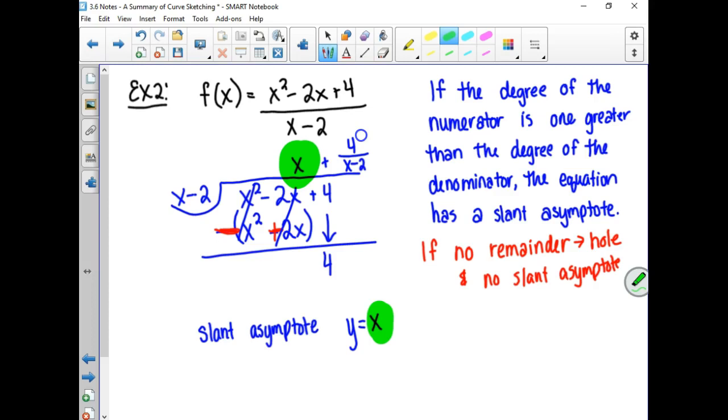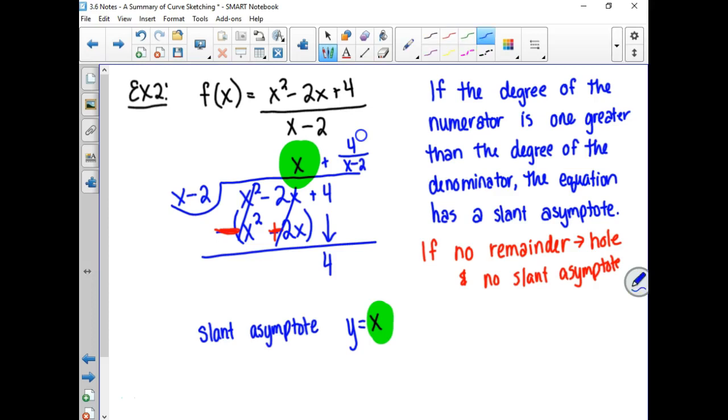The remainder just has to be there. We're not going to include that because it would no longer be a line if you had that 4 over x minus 2. So that remainder just tells us that, yes, there is a slant asymptote, but we don't include it in our line. Okay, so we have a slant asymptote at y equals x. We still need to check for all of those other things. If you have a slant asymptote, you do not have a horizontal asymptote, so you don't need to check for that.